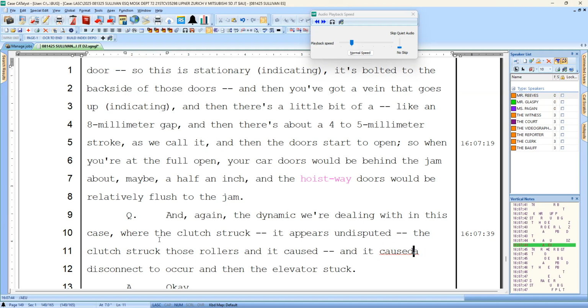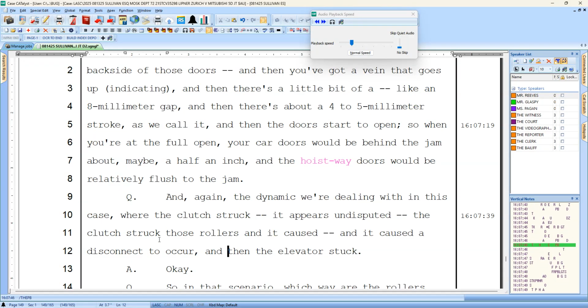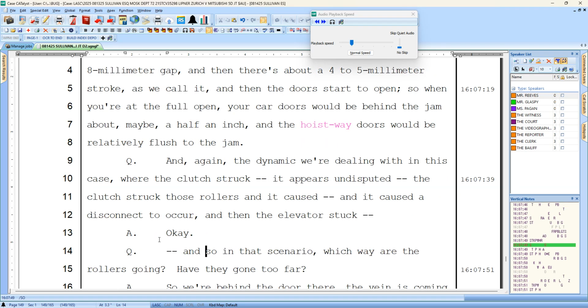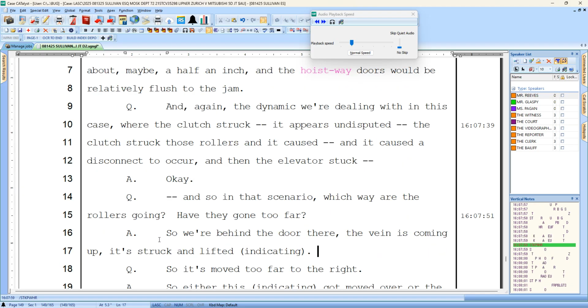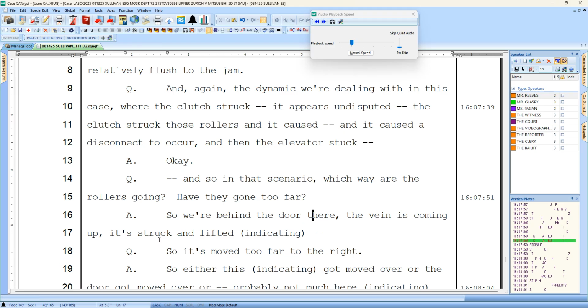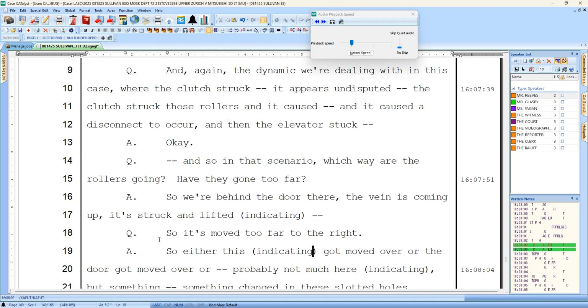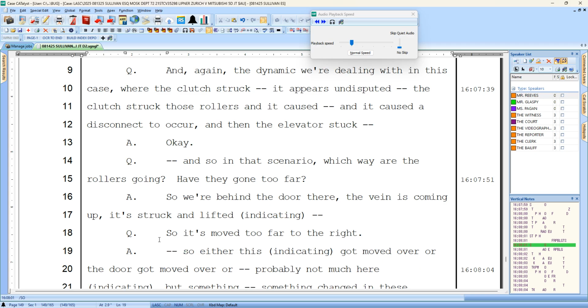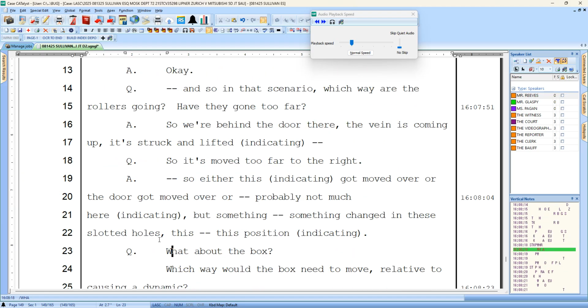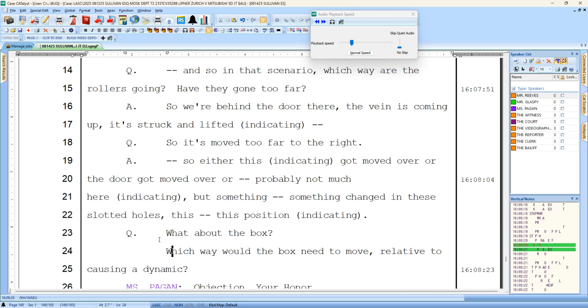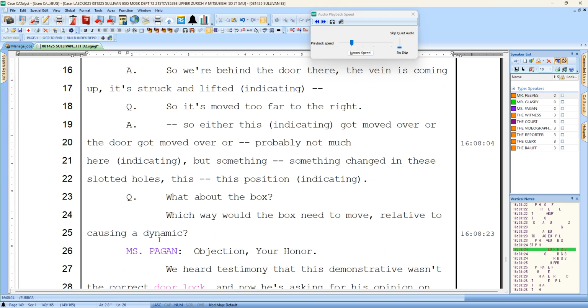Okay. So in that scenario, which way are the rollers going? We're behind the door there. The vane is coming up. It's struck and lifted. So it's moved too far to the right. So either this got moved over, or the door got moved over, or probably not much here, but something changed in these slotted holes, this position. What about the box? Which way would the box need to move relative to causing a dynamic?